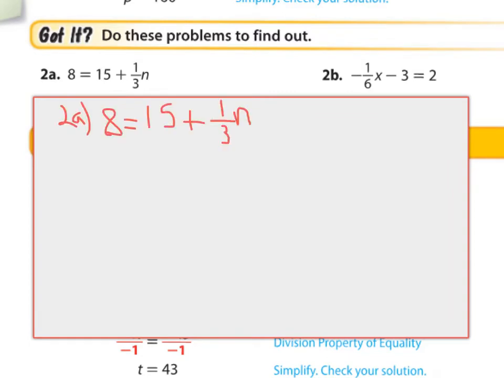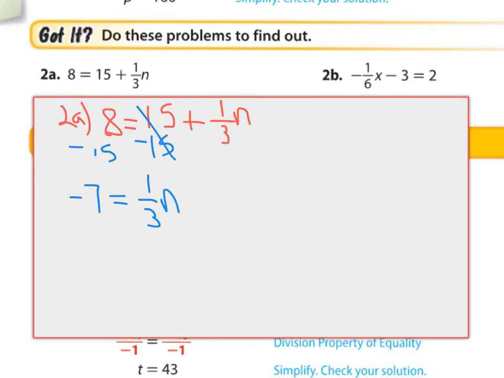Okay, I hope you tried and you are ready to check. We have 8 equals 15 plus 1/3 n. Okay, first let's get rid of the 15 on both sides. So minus 15 and minus 15. So 8 minus 15 is going to give me negative 7 on that side. And the 15s are on here, they cancel each other out. And I have 1/3 n left.